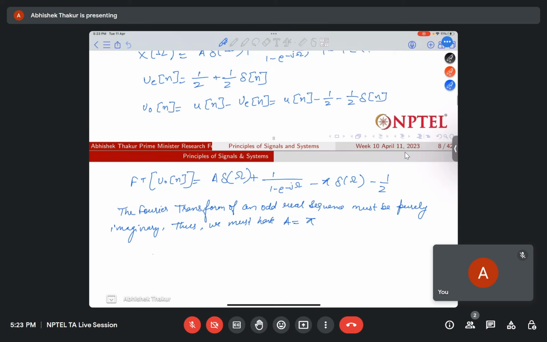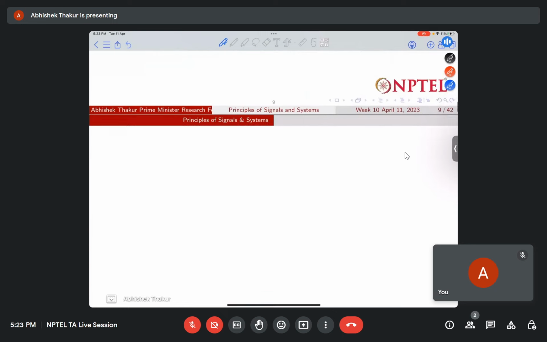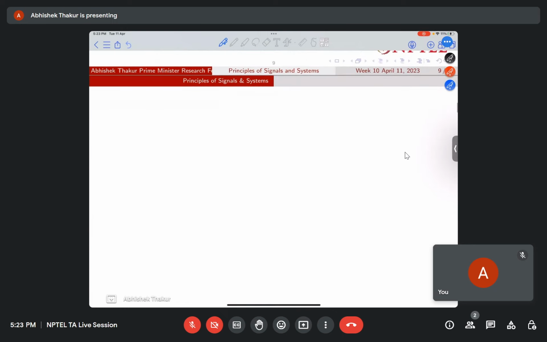Therefore, u of n has Fourier transform as pi of delta omega plus 1 by 1 minus e to the power minus j omega, and mod of omega is less than or equal to pi. So this DTFT also follows the properties of linearity, time shifting, frequency shifting, and all other properties. Okay.